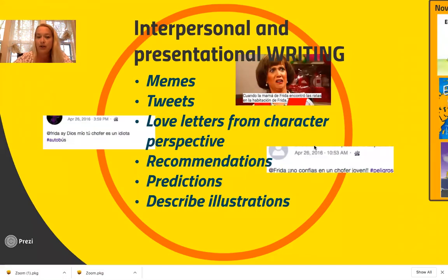We also have interpersonal and presentational writing. I have my kids do memes. They tweet. They do the tweeting on Google Classroom, so they're not actually on the Twitter site, just because some kids don't have Twitter and, liability there. We write love letters from characters' perspective. We do lots of recommending, lots of predicting, and, like Landon was doing in the video prior, describing illustrations. So these are all just ways that they can write and use their language interpersonally.